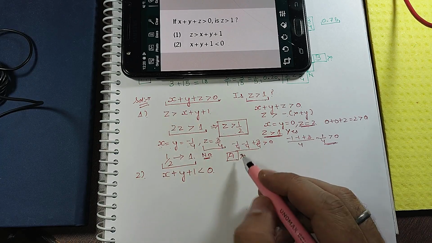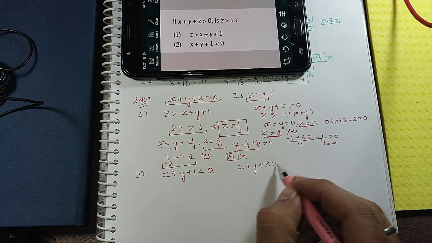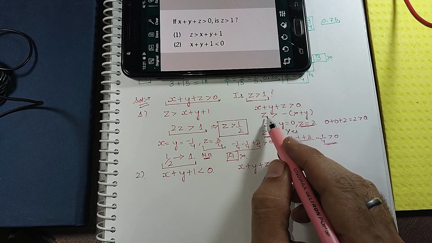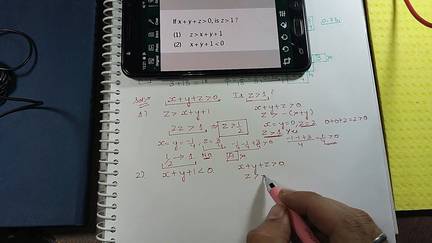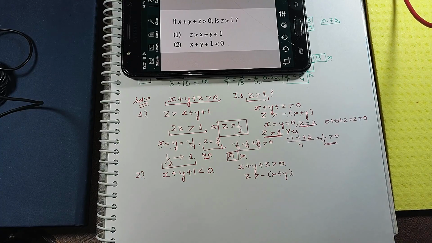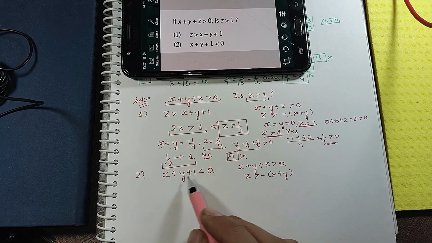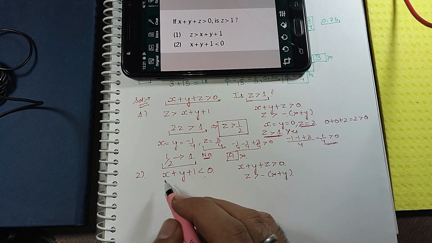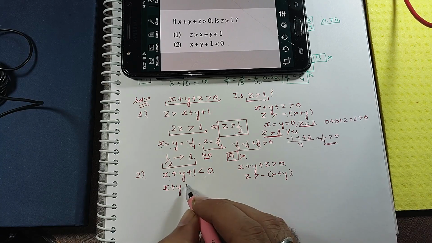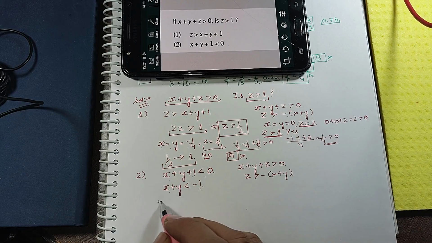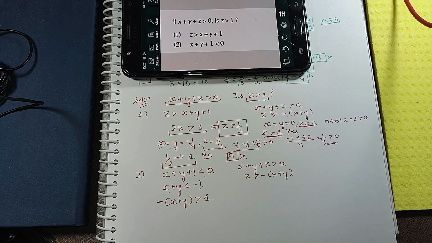And second inequality is x plus y plus z is greater than 0, right? Now again I have deduced this from this, so z is greater than minus of x plus y, right? Now this statement tells me that it is given that x plus y plus 1 is less than 0, or I can say x plus y, shifting this to other sides, is less than minus 1. Or if I multiply both sides by minus 1, then sign of inequality will change, but I will get over here minus of x plus y greater than 1, right?